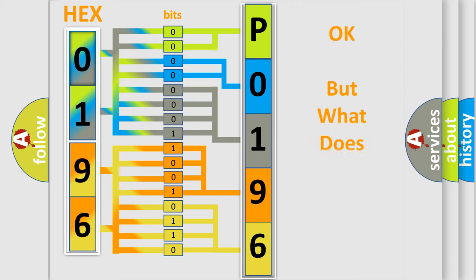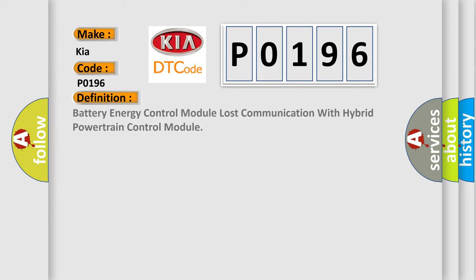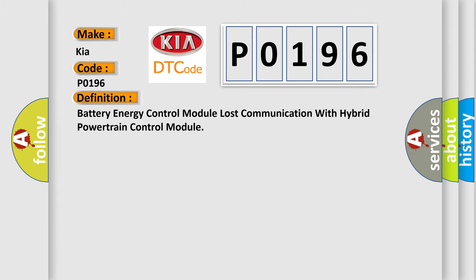The number itself does not make sense to us if we cannot assign information to what it actually expresses. So, what does the diagnostic trouble code P0196 interpret specifically for Kia car manufacturers? The basic definition is: battery energy control module lost communication with hybrid powertrain control module.